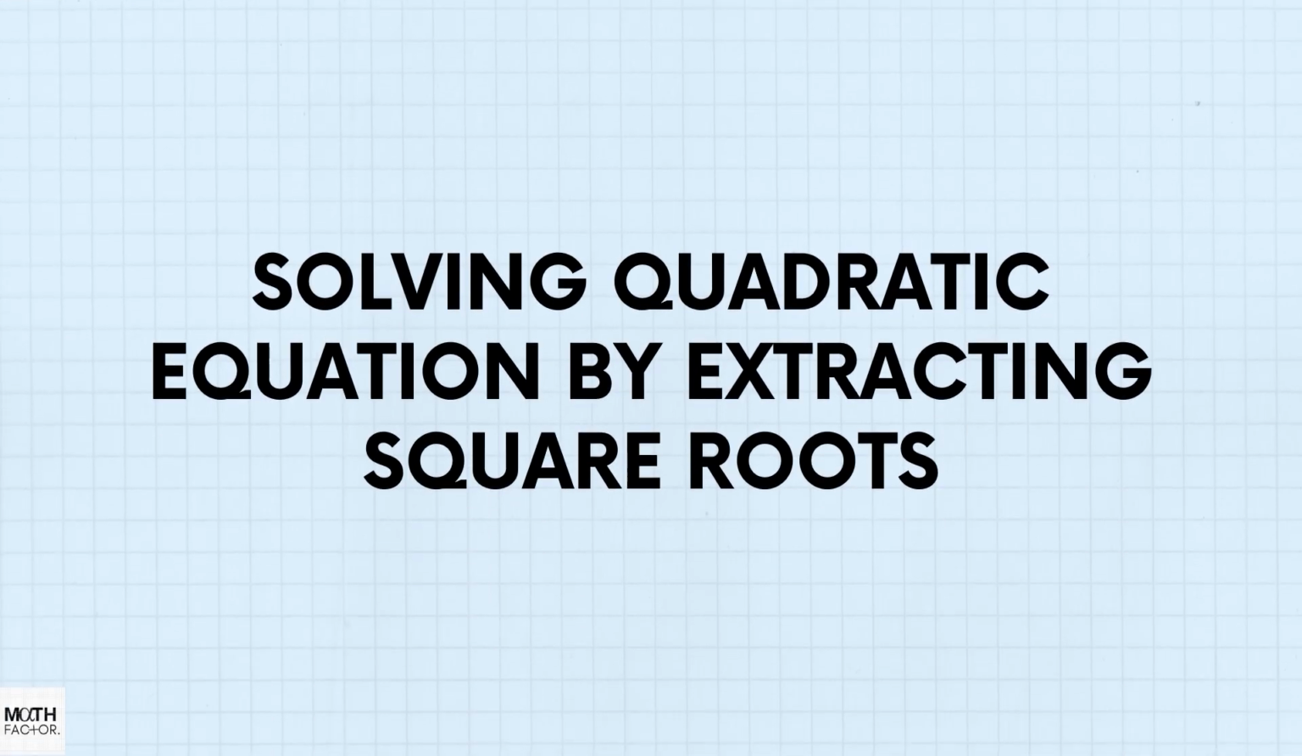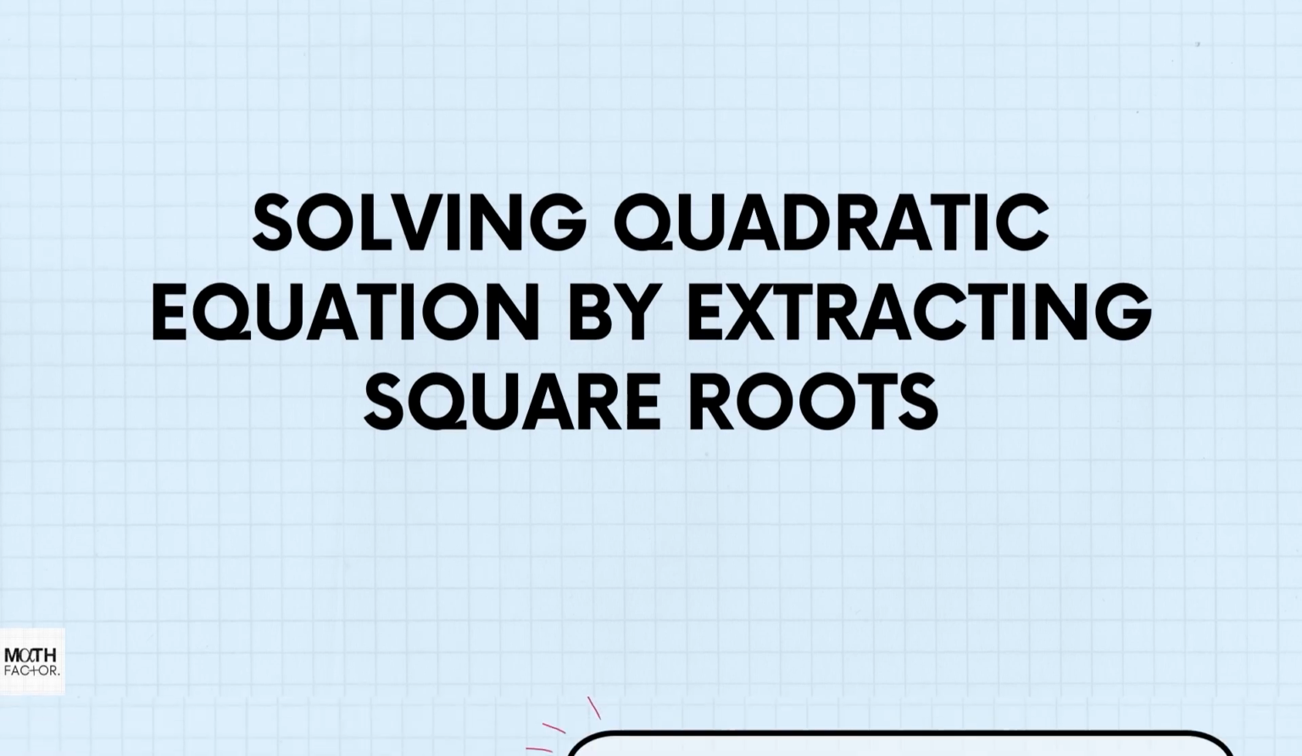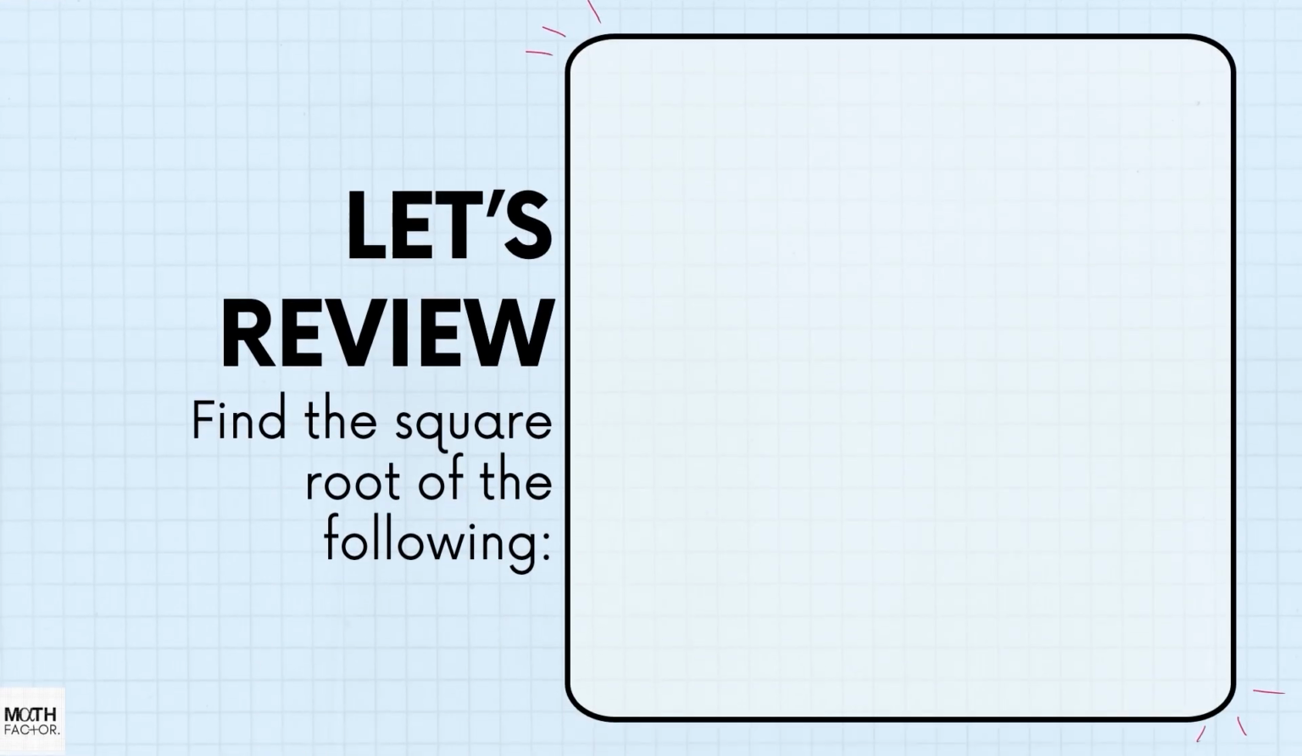There are different ways in solving quadratic equations. For this episode, we will discuss solving quadratic equation by extracting square roots. Let us have a review on how to get the square roots of numbers. For our first value, we have the square root of 16. The square root of 16 is equal to 4 and negative 4.